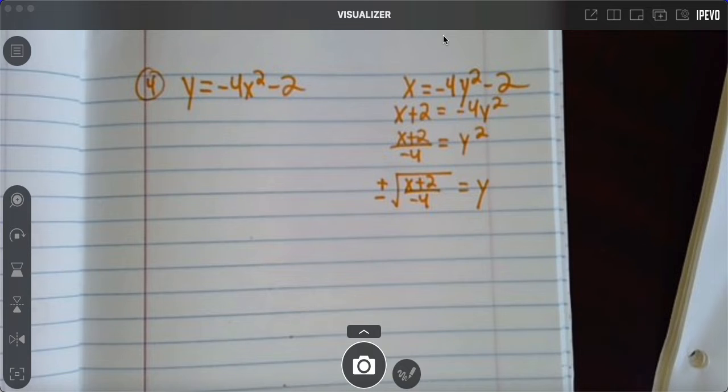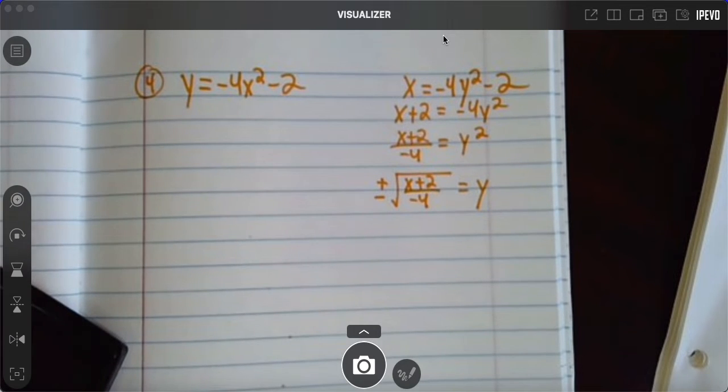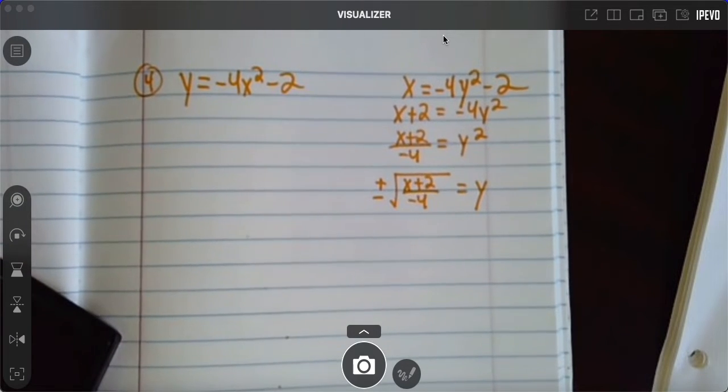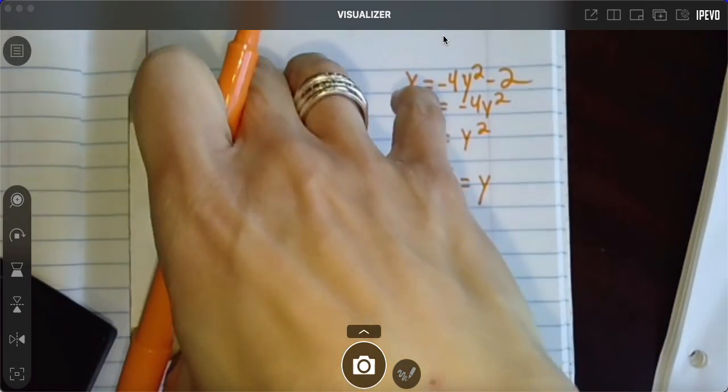Let me put a little graph on this paper. And I'll show you. You can do all this with your calculator now, right? It can give you all the numbers that you need.